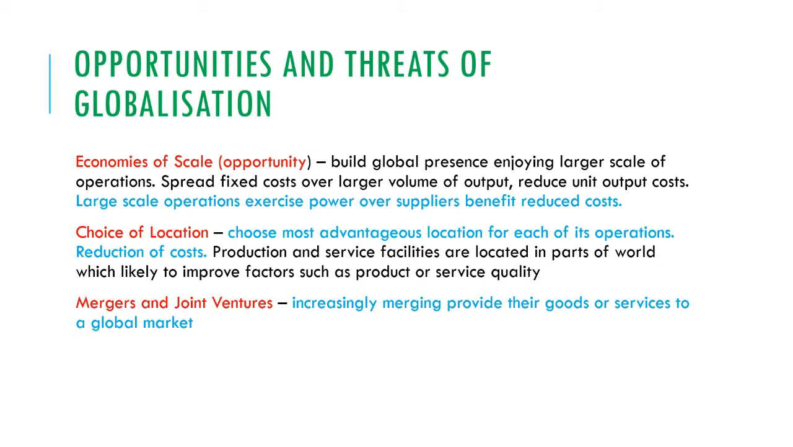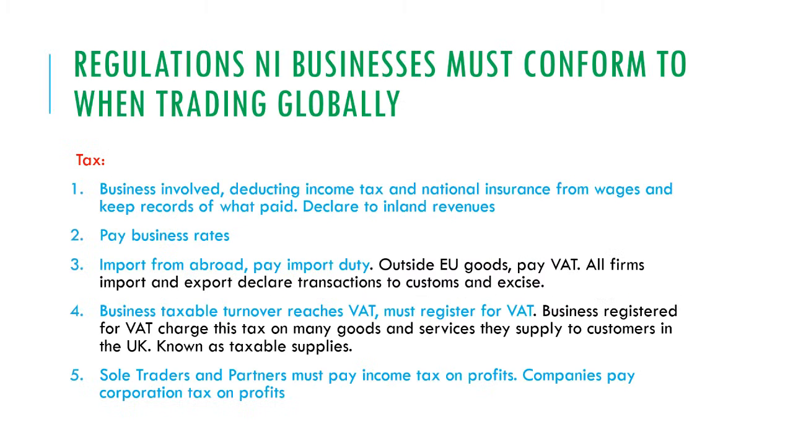Another opportunity then is economies of scale. If you build a global presence, then you'll enjoy a larger scale of operations, and you spread your fixed costs over a large volume of output, so you might reduce unit costs. Large scale operations will exercise power over suppliers, and therefore you'll benefit and reduce costs. Choice of location: if you choose the most advantageous location for each of your operations, then you'll get a reduction of cost. Your production and service facilities will be located in parts of the world likely to improve factors such as product or service quality. Then there are mergers and joint ventures, where increasingly merging businesses will provide their goods or services to a global market.